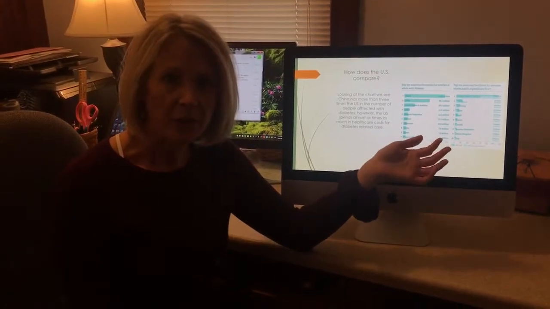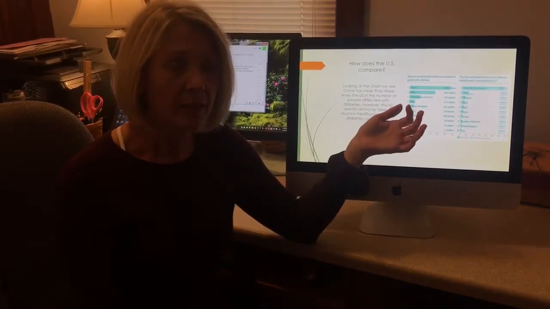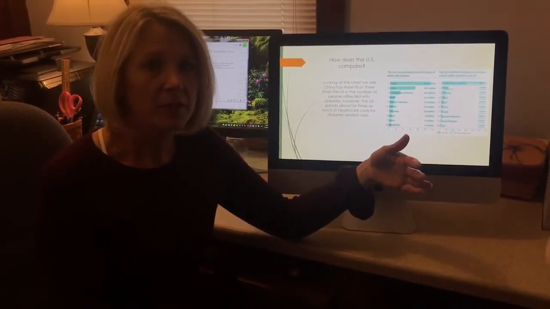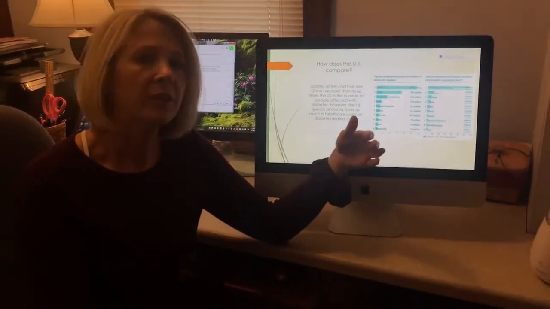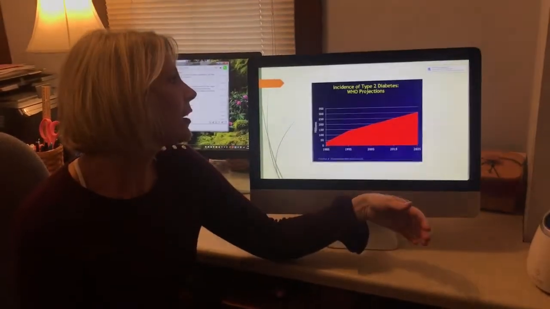When I did my research and looked into the reason for this, I found that China takes a much more holistic approach towards diabetes in their care protocol, whereas the United States is more of a treat-each-symptom-as-it-arises type of care.